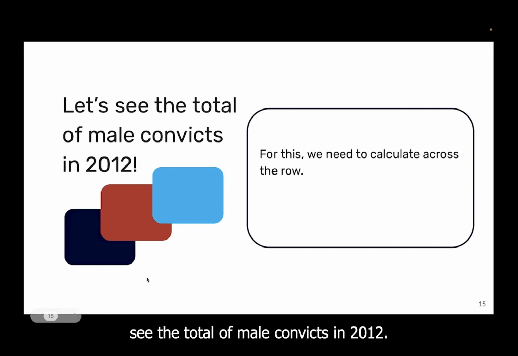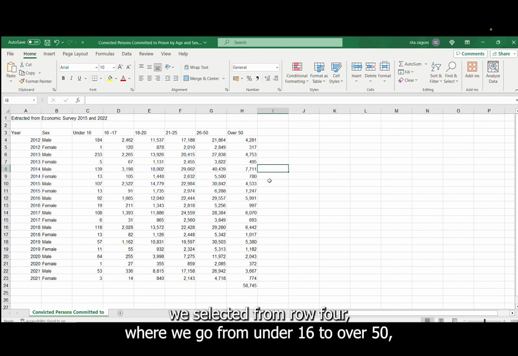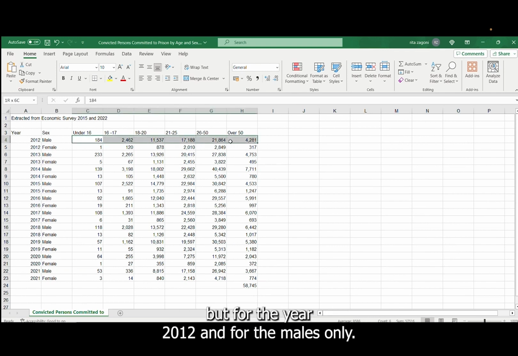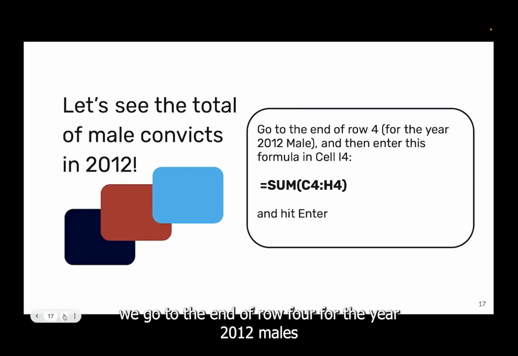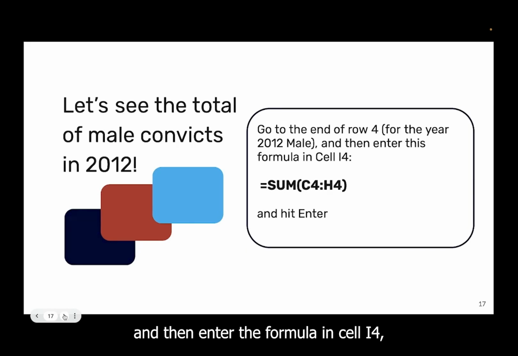Let's see the total of male convicts in 2012. For this, we need to calculate across the row. In this case, we select from row 4, where we go from under 16 to over 50, but for the year 2012 and for the males only. We go to the end of row 4 for the year 2012 males and then enter the formula in cell I4, which is equal sign SUM, and then the columns C4 to H4, and we hit enter.